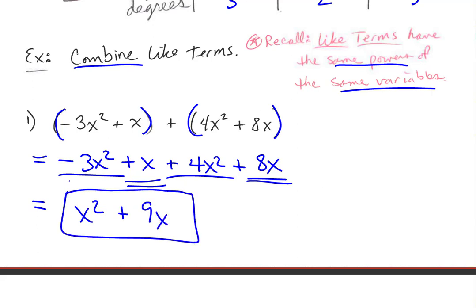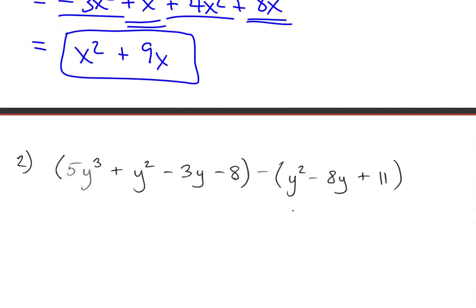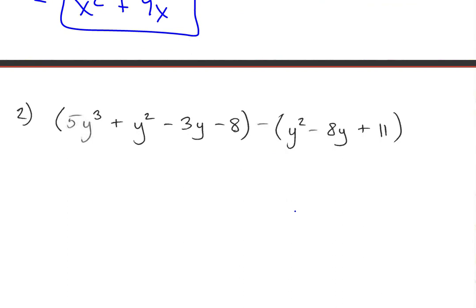So x squared plus 9x would be the combined like terms form of that original polynomial. Let's try another example. This one begins with a set of parentheses containing 5y cubed plus y squared minus 3y, minus 8. Let me say that again. 5y cubed plus y squared minus 3y minus 8.